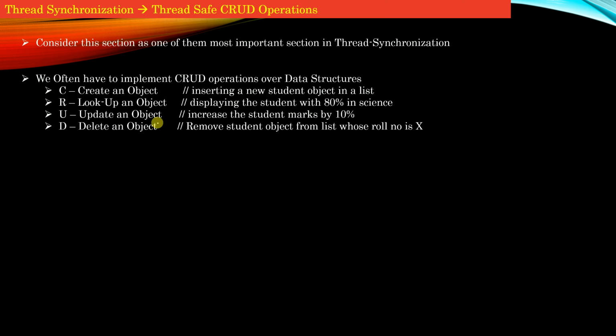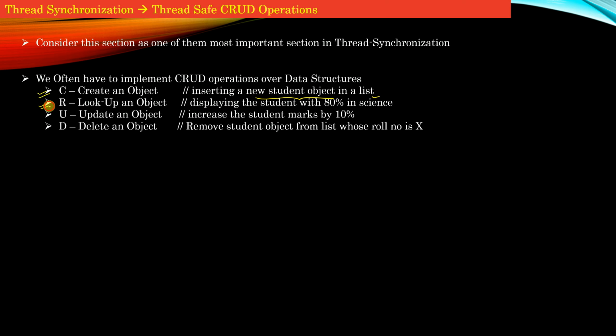So for example, creation of an object means, suppose you have a linked list and some thread in the system creates a new student object and inserts that new student object in the linked list. Here we are assuming that we have a linked list of students. As far as creation of a new student object and inserting it in the linked list is concerned, we call this operation a create operation.